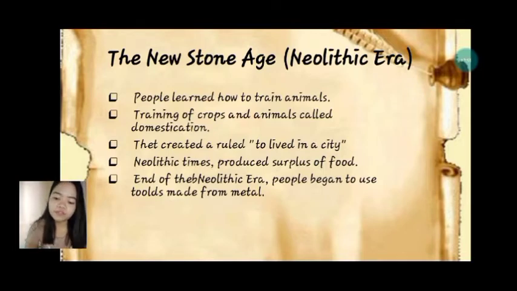So the people of the New Stone Age also learned how to train animals to be useful to humans. So natuto na silang i-train yung kanilang mga alagang hayop upang may pakinabang naman ito sa kanila. The training of crops and animals is called domestication.